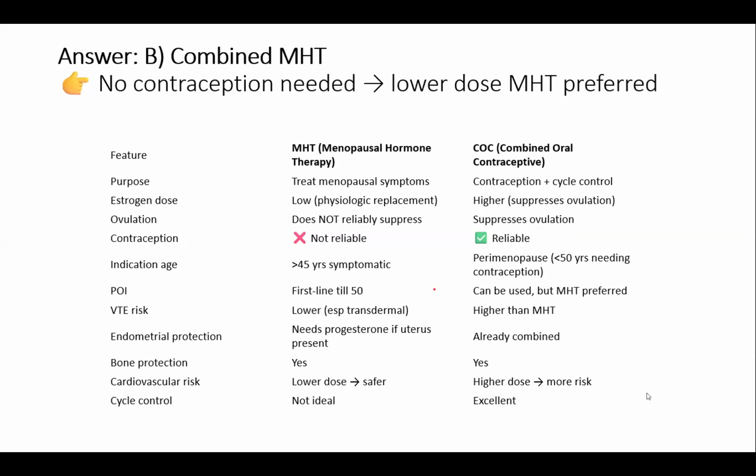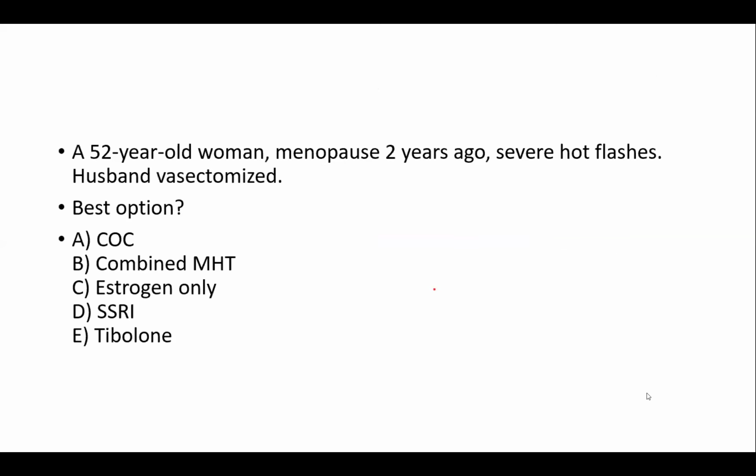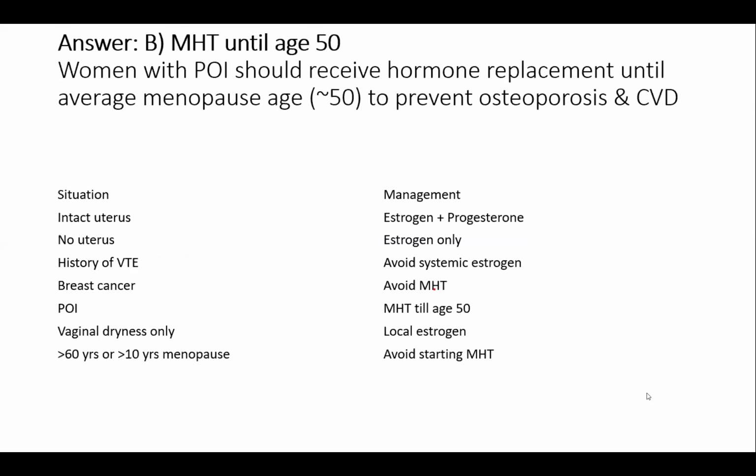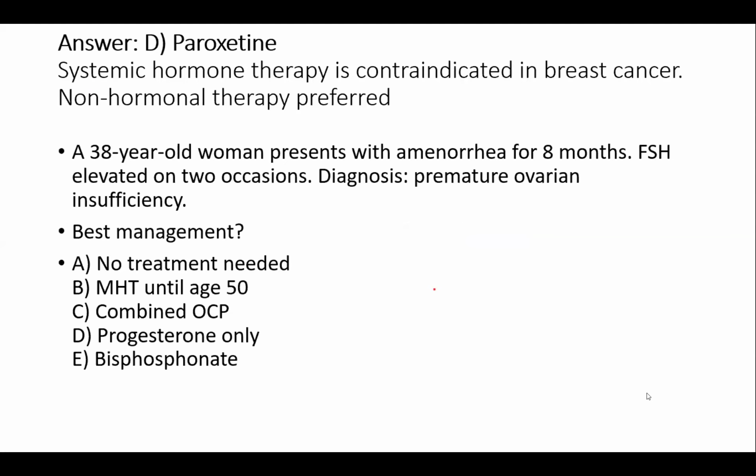Ma'am, I have a doubt, ma'am. Yeah, tell me. Ma'am, in the previous question, it was noted that there was amenorrhea for 8 months. So in this, the amenorrhea started. So why not we go with the combined OCPs, ma'am? That's what I was telling you. See, combined OC pills will have a high dose of estrogen, dear.